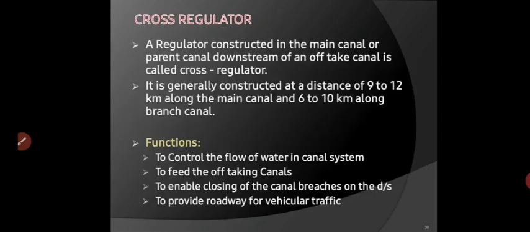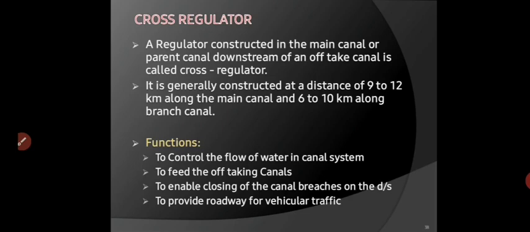Cross regulator. A regulator constructed in the main canal or parent canal downstream of an off-taking canal is called a cross regulator. It is generally constructed at a distance of 9 to 12 km along the main canal and 6 to 10 km along the branch canal. So this is, we can say, a typical distance at which the cross regulators are constructed.